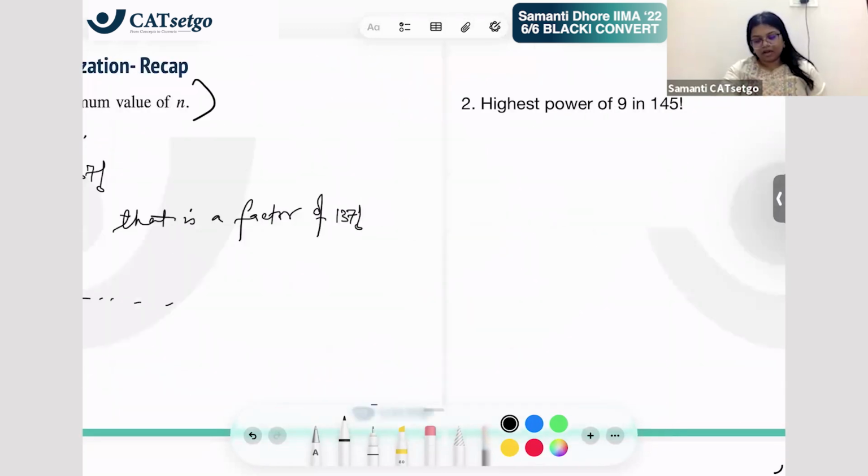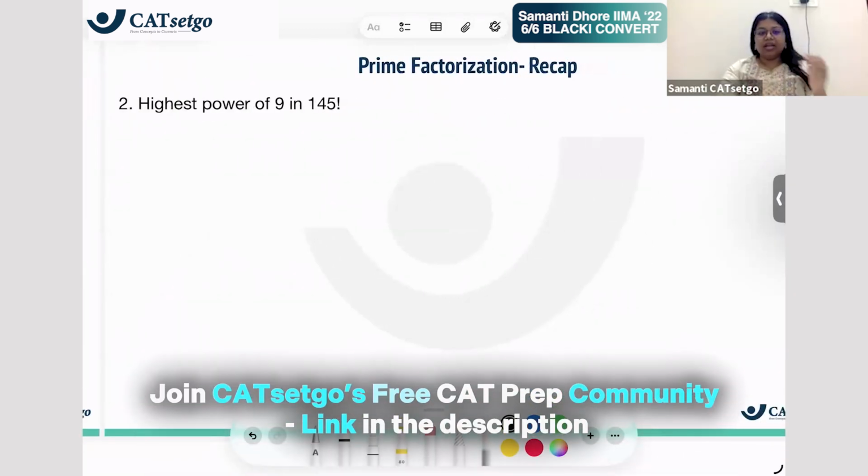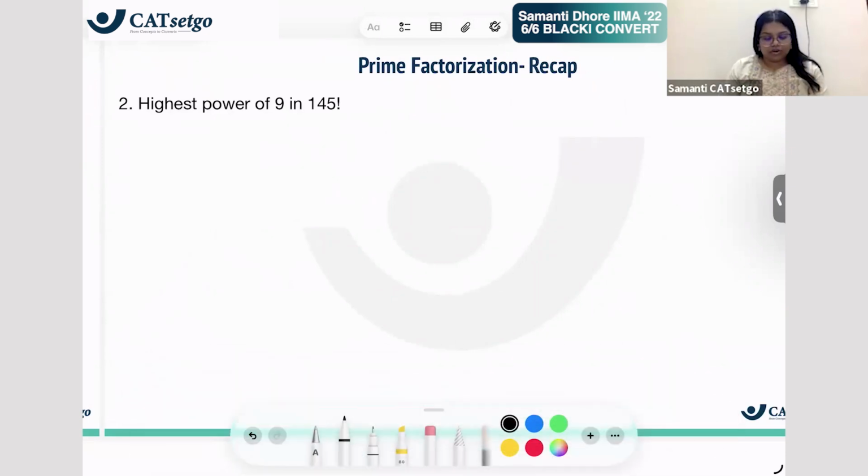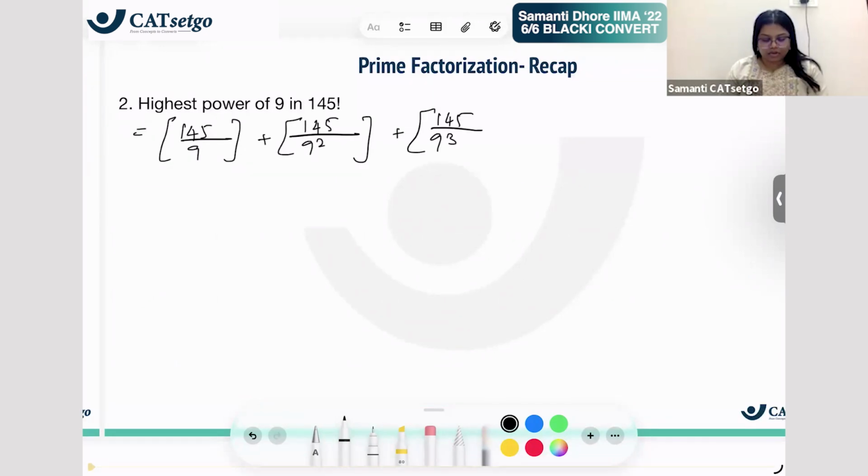Very nice. Now let's do the second. It says highest power of 9 in 145 factorial. What was the answer? 35. How did it come? Did you do 145 divided by 9, plus 145 by 9 square, plus 145 by 9 cube and so on?